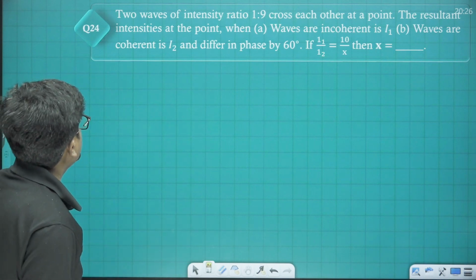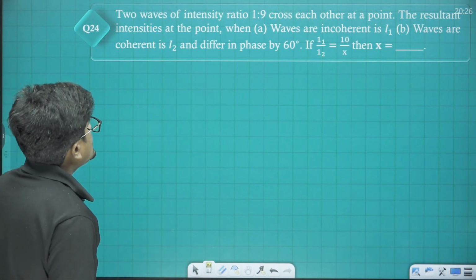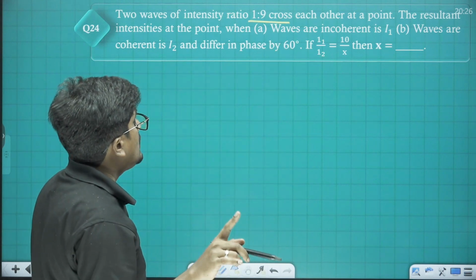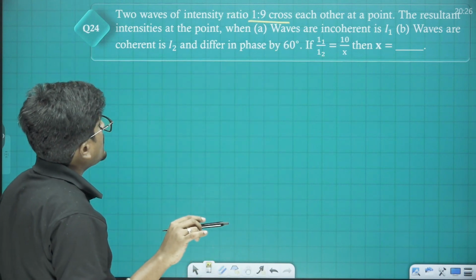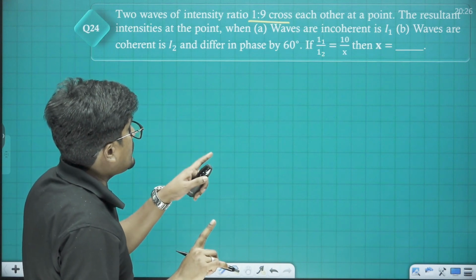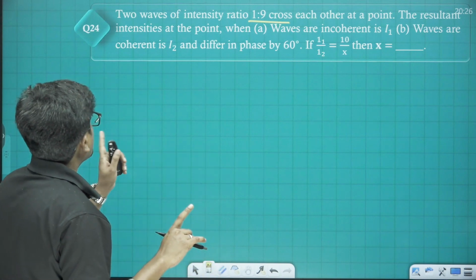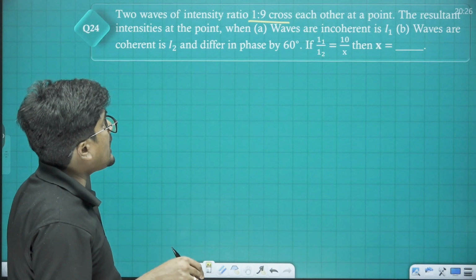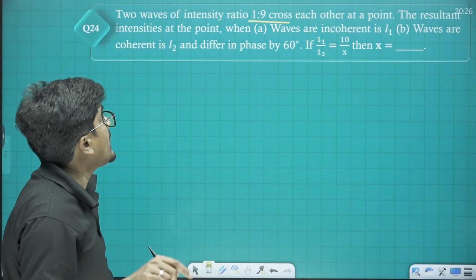All right. Moving to the next, that is question number 24. Question number 24 says, two waves of intensity ratio 1 by 9 cross each other at a point. The resultant intensity at the point when option A, waves are incoherent is I1, option B, when they are coherent and differ in phase by 60 degree is I2. If I1 by I2 equal to 10 by x, then what is the value of x?